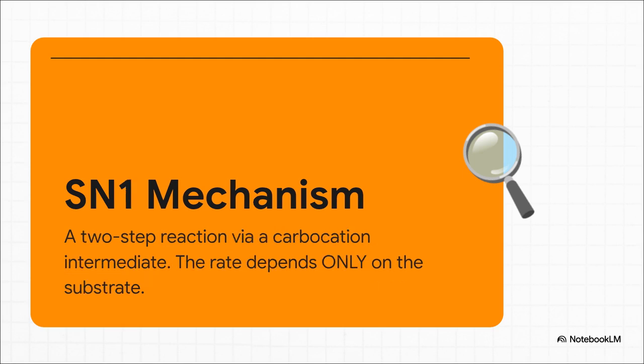Now for SN1. Here, the 1 stands for unimolecular. This is huge because the rate depends only on the concentration of the substrate. This one happens in 2 steps. In the first slow step, the halogen just leaves, forming a carbocation intermediate. Then in the second, much faster step, the nucleophile attacks that carbocation.